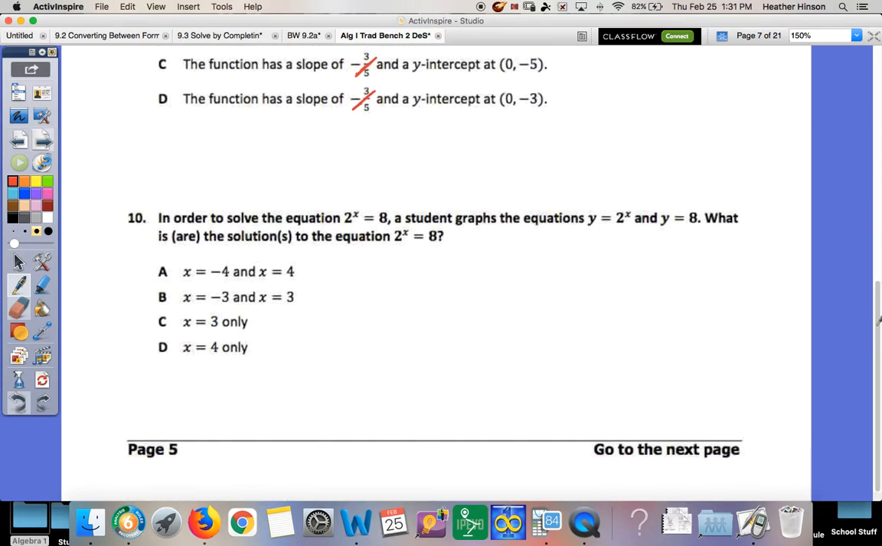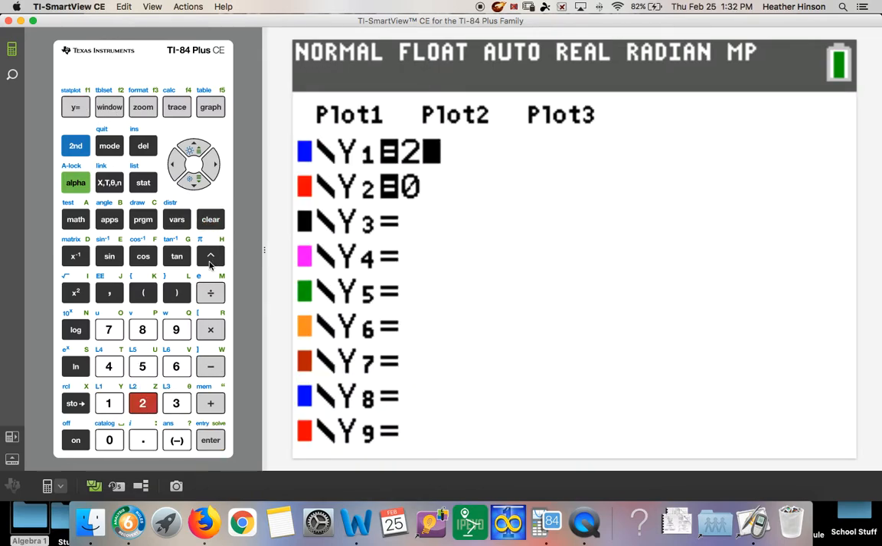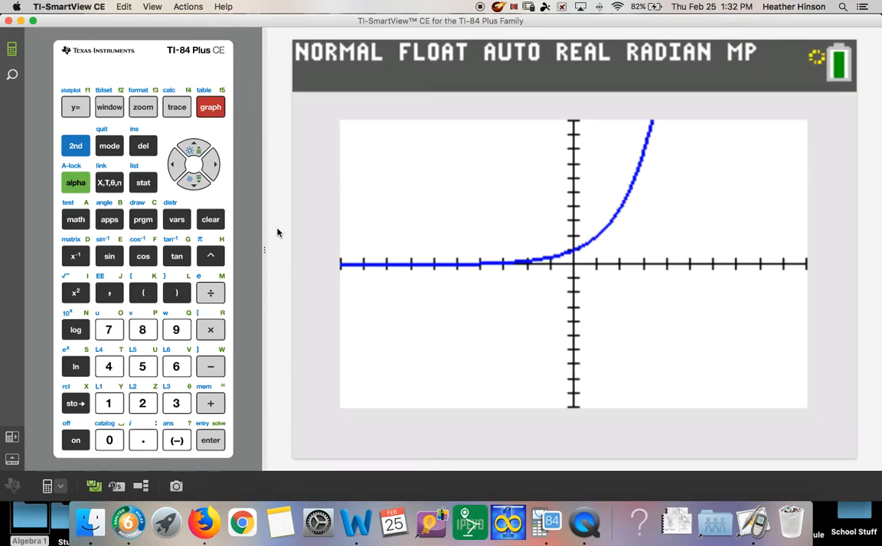Number 10. In order to solve the equation 2 to the x equals 8, a student graphs the equations y equals 2 to the x and y equals 8. What is or are the solutions to the equation 2 to the x equals 8? So you have a couple options here. You can figure out how many times you would have to multiply 2 to get 8. Or you can do what the student did, and you can graph these. So you can do 2 to the x power and 8. And we want to find where they cross.